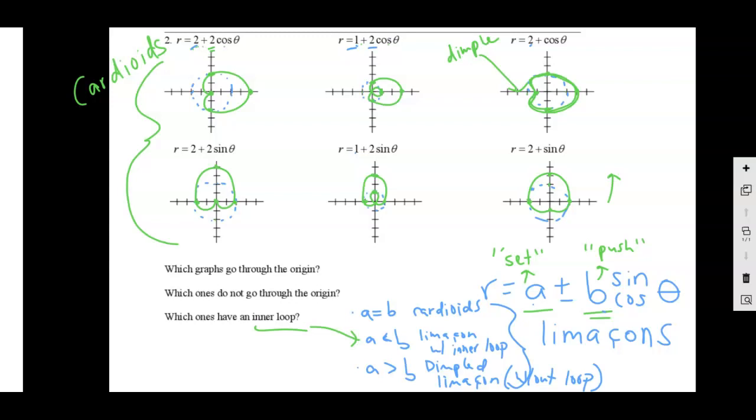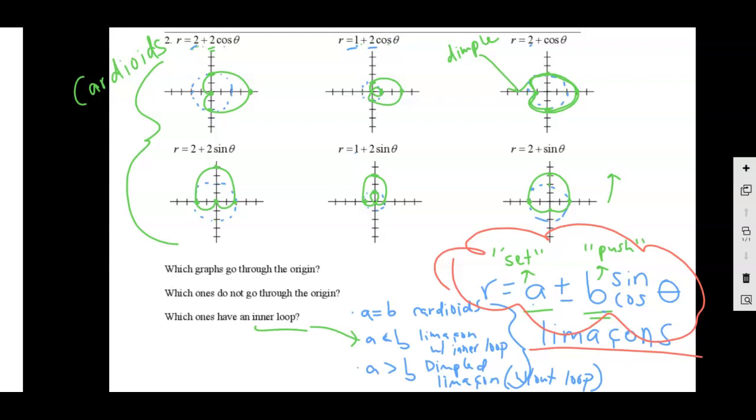But the idea is all of these, the cardioids, they're just a special type. But the limacons with and the limacons without a loop, all of them are really based on this equation, right? That's your general formula for all the limacons. And it's the relationship between those two numbers that dictates what type of limacon it is. If the A and the B value are equal, right, those are cardioids.